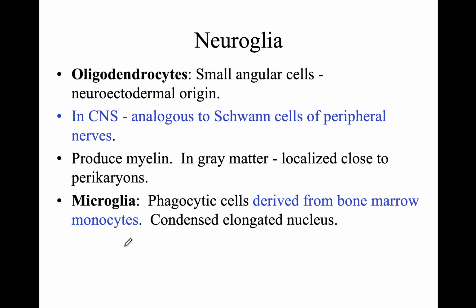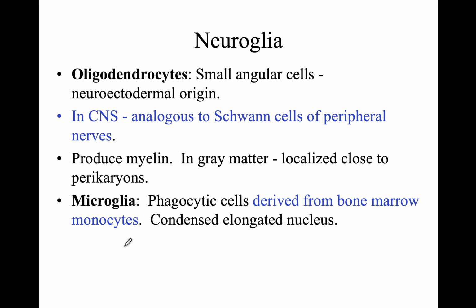The other cell we have is the oligodendrocyte. It's a small angular cell. It's smaller than the astrocyte. Its embryonic origin is the neuroectodermal cell, the same as astrocyte. It's analogous to the Schwann cells found in the peripheral nervous system, and this cell is very important in the formation of the myelin sheath in the gray matter.